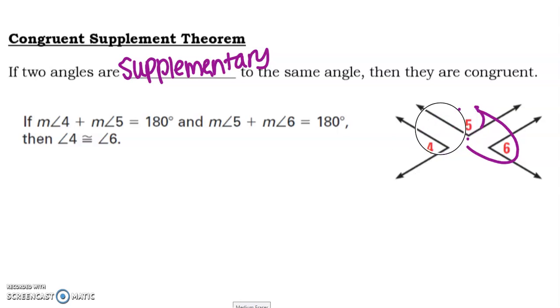Let me give you an example. So let's say angle 4 is 60 degrees and angle 5 is 120 degrees. So we said that the measure of angle 4 plus the measure of angle 5 equals 180. And then we also said the measure of angle 5 plus the measure of angle 6 equals 180. So in order for 5 and 6 to add up to 180 degrees, that means 6 has to be 60 degrees. Okay, and now you can see that angle 4 and angle 6 are congruent.